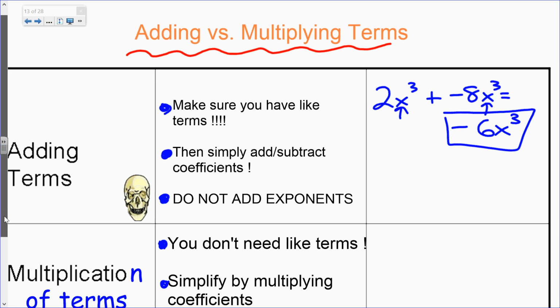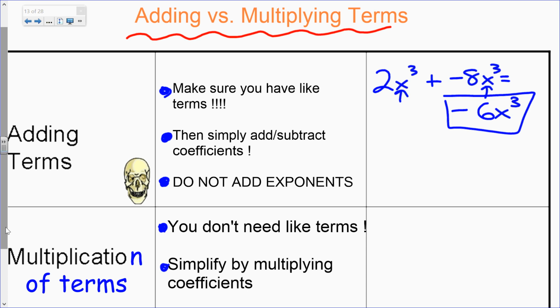All right, here we go. Next example in this box. What's up, Fender? Watch this one now. 2x to the third plus 2x to the fourth.